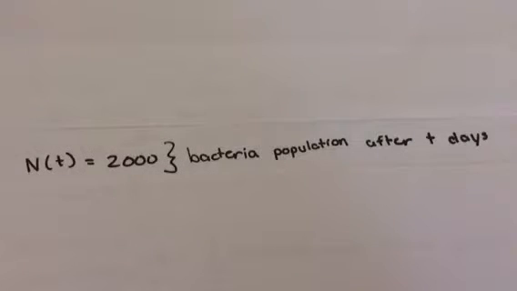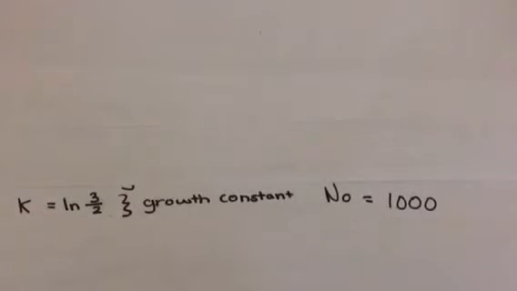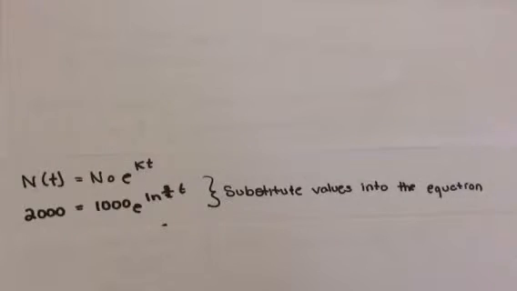N(t) is the bacteria population after t days. Therefore, N(t) equals 2,000, where t is what we are going to solve for. From letter A, we now know that k is equal to ln(3/2), and N0 is equal to 1,000. With this information, we can substitute these values into the equation and solve for time with respect to N(t). To do this, I will follow the same procedure as last time and substitute the values that we know into the equation.